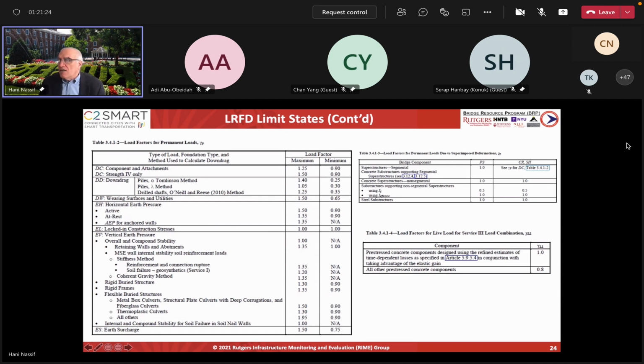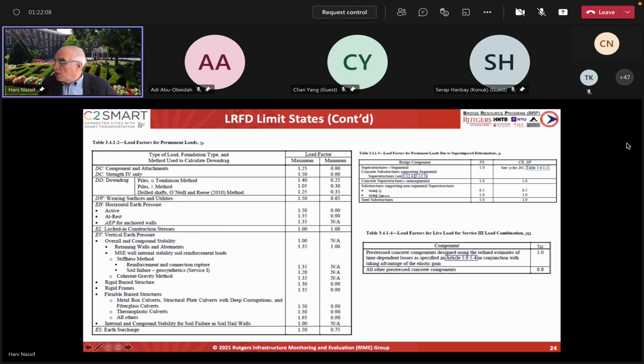All of these are explained in the commentary. And this is also what we call permanent loads due to superimposed deformation, especially for the DC component and attachment. And this one here, I'll explain a little bit. This was adopted after our work on the serviceability calibration. Because when you are using precast concrete with the new losses, we used to use 0.8, but now with the new losses, because they're more exact, that means you are really right there on the money and you cannot really reduce the load.